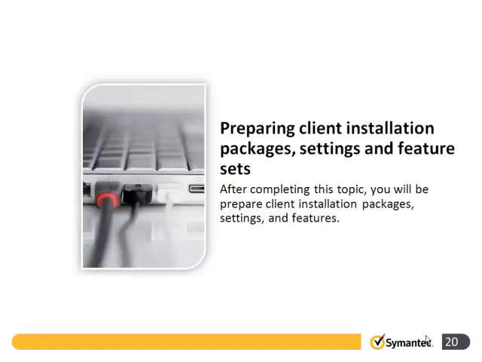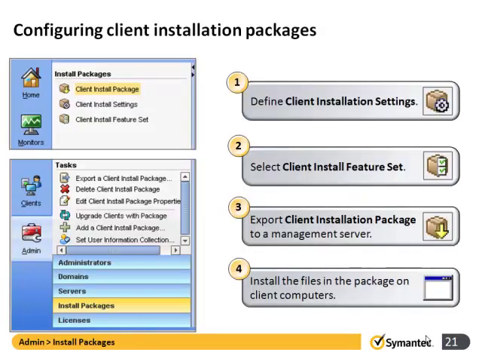So let's have a look at preparing the client installation and feature settings. So we need to configure those client installation packages. The steps on the right are the steps you would typically do. So you need to define those client installation settings first of all. Here we're in the admin page and selecting install packages. And we need to define those feature sets along with the settings. We may well export those client installation packages, and we could use the install files in the package on the client computers.